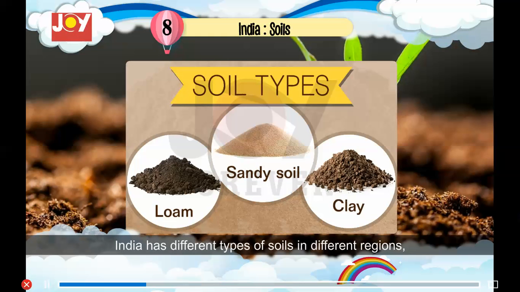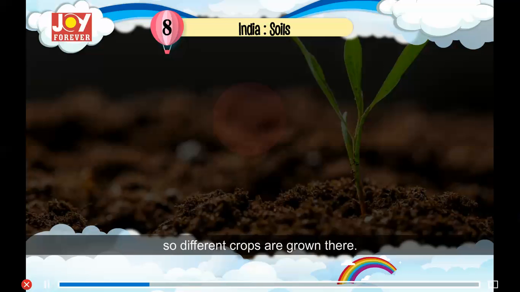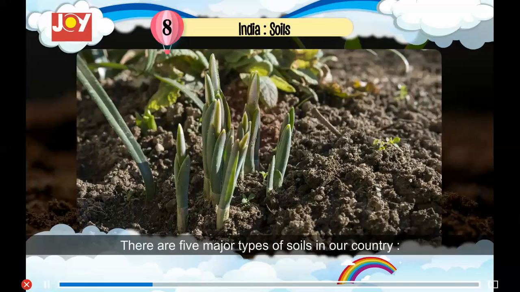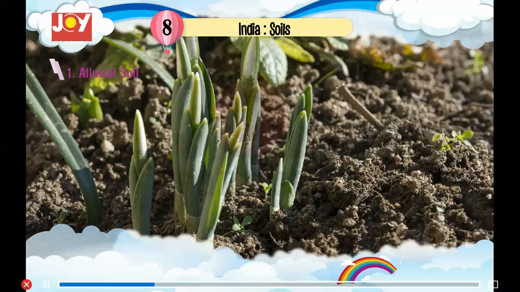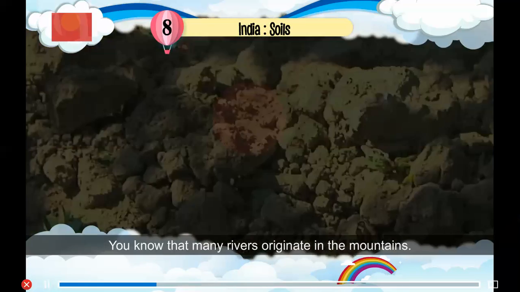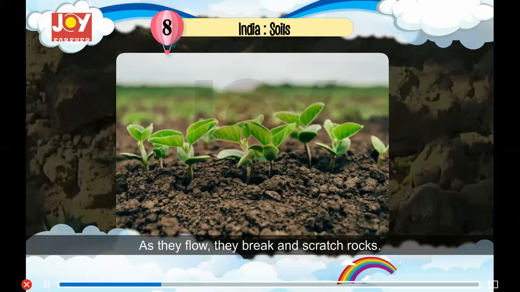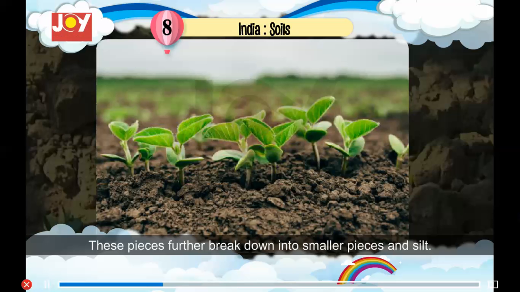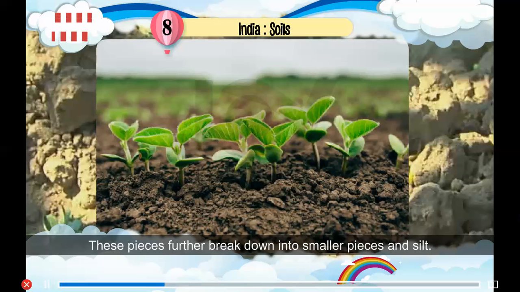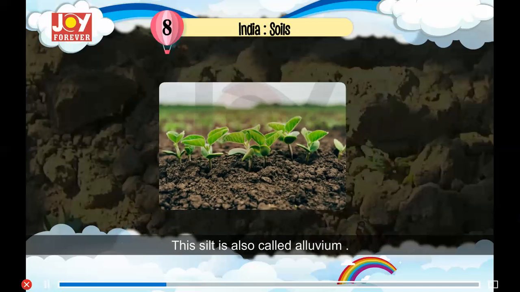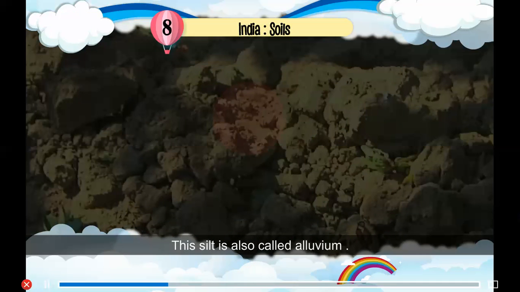India has different types of soils in different regions, so different crops are grown there. There are 5 major types of soils in our country. 1. Alluvial soil. You know that many rivers originate in the mountains. As they flow, they break and scratch rocks. These pieces further break down into smaller pieces and silt. This silt is also called alluvium.